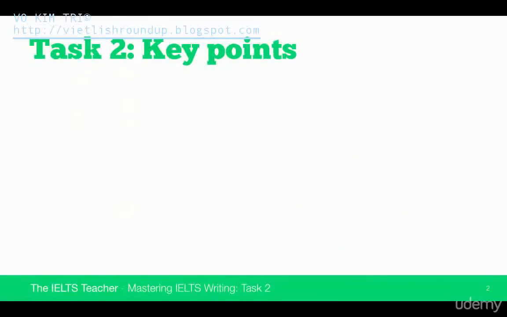So just some key points here about task 2. There is a minimum word count of 250 words. There is no maximum word count, so you can write as many words as you like over 250, but bear in mind that there is a 40-minute time limit. So you do want to finish the essay in time. That's why it can be a good idea to get as close to 250 words as possible without going under that word count.